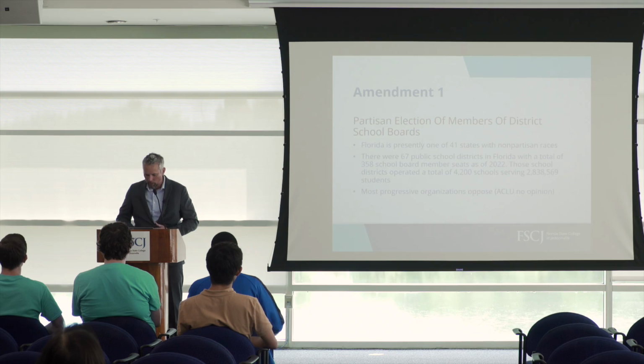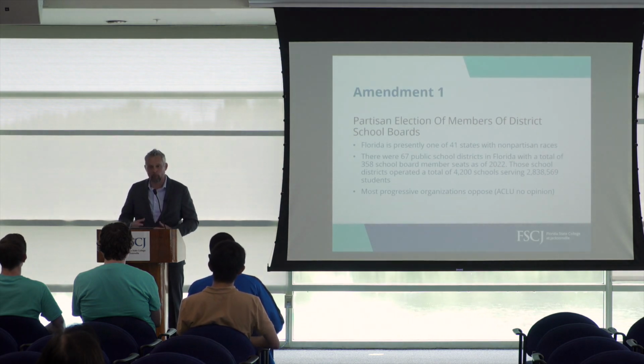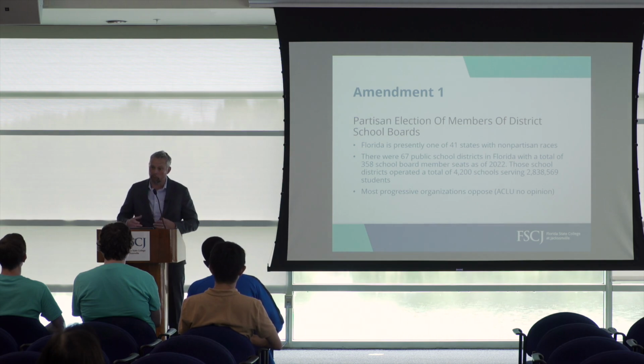Just to give you a little bit of the numbers, Florida right now is one of only 41 states with nonpartisan races. This is a pretty big number, considering the fact there are 358 school board members in Florida representing 4,200 schools, serving almost 3 million kids in the Florida K through 12 system. Most progressive organizations in Florida oppose this. They would like to keep the partisanship out of school board races, where most Republicans support this.